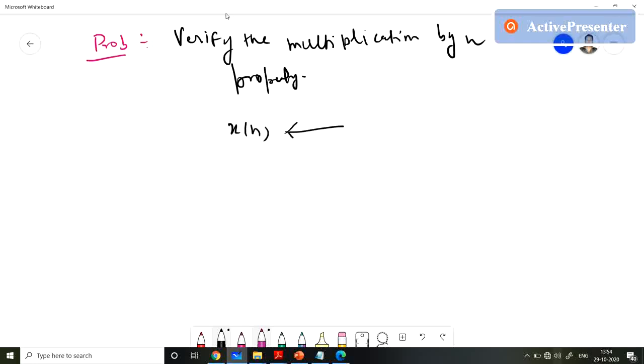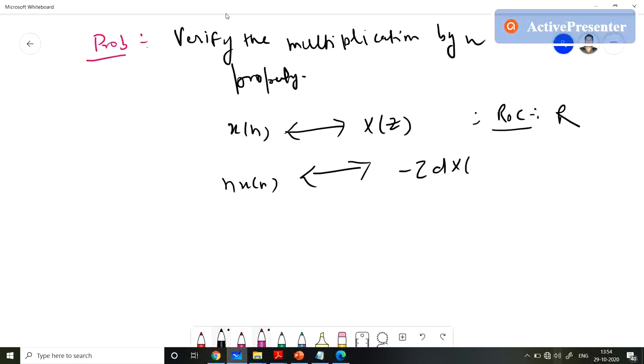If x[n] has z transform X(z) and ROC is R, then n x[n] has the z transform minus z dX(z) divided by dz, and the ROC is R dash, and that R dash is equal to R. So let us solve this problem.